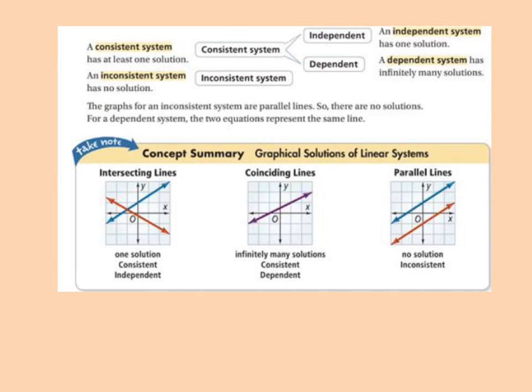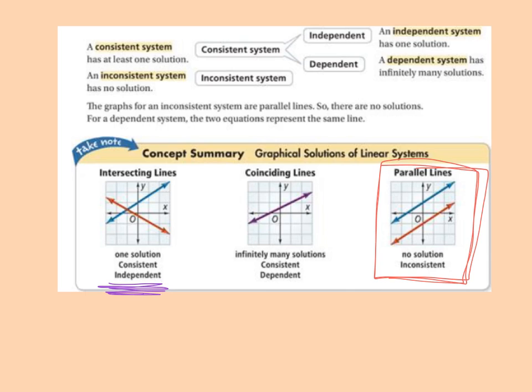Now we have some vocabulary words. There are 3 different options that we have when we have a system of equations. We could have one solution, which would be independent and consistent. Consistent means it has at least one solution. An inconsistent system would have no solutions. So an inconsistent system would have parallel lines like this right here. That means that they will never ever cross.